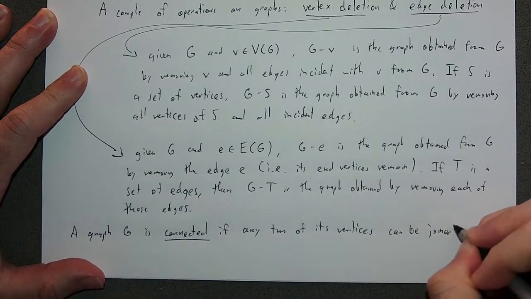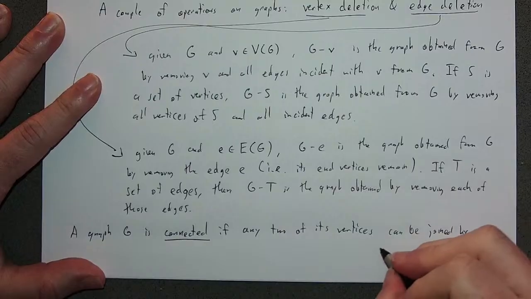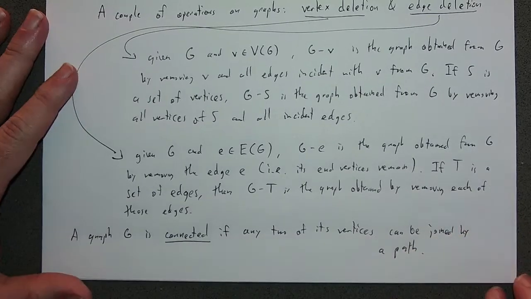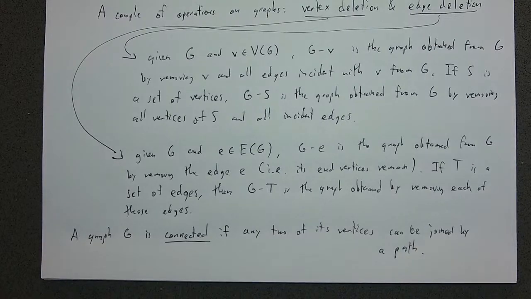Now, you might say, wait, wouldn't it be sufficient to say that any two of its vertices could be joined by a walk? But pick any two vertices. If there is a walk between them, there is a path between them by the second theorem. So this definition works completely fine, right? This is fine.